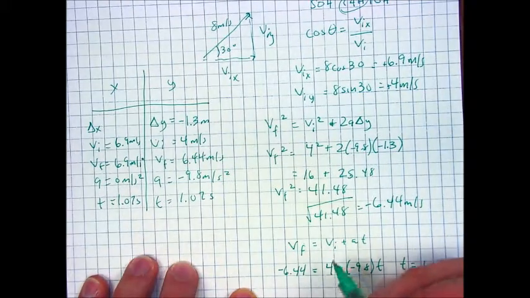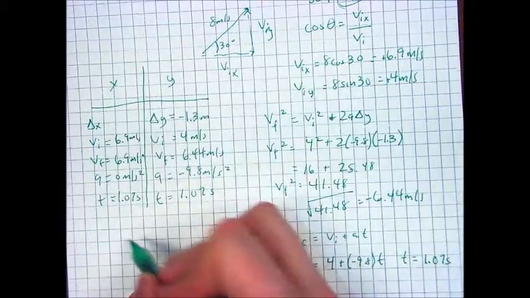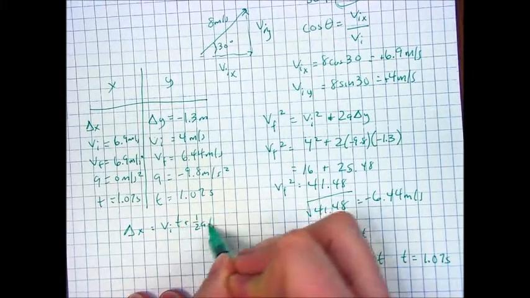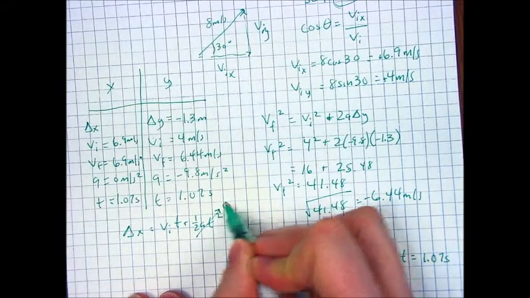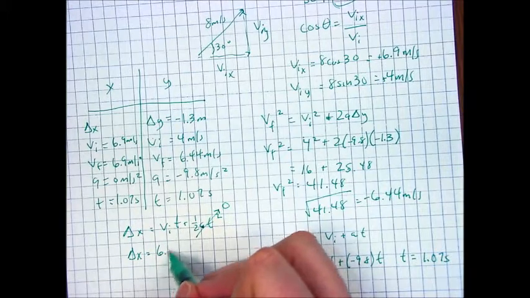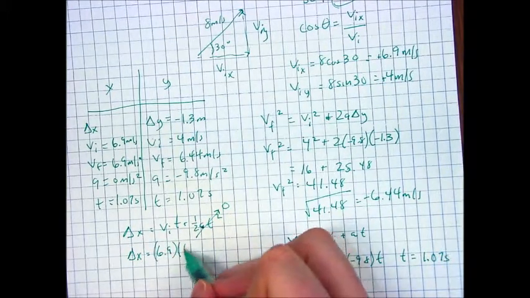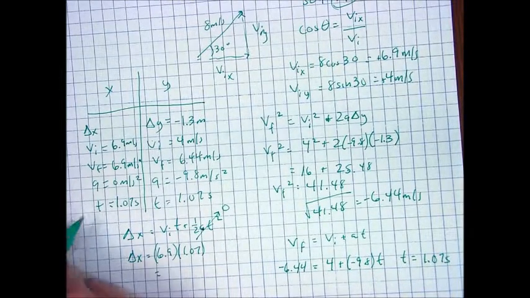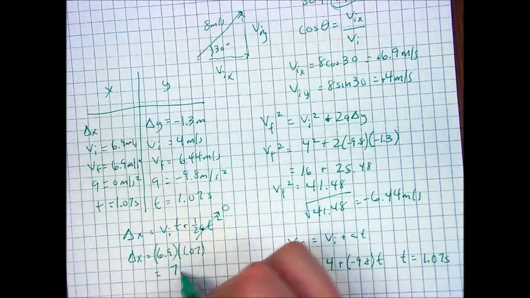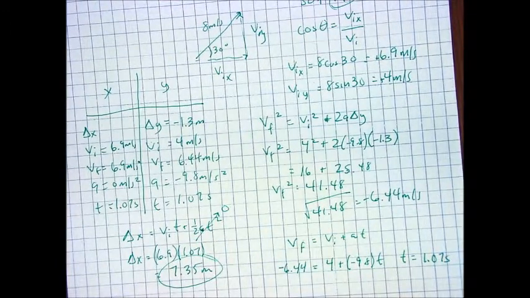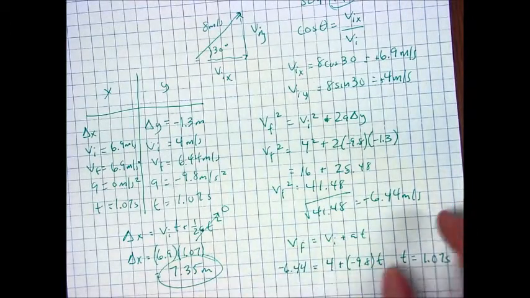Alright, and now finally, you want to find delta x. To do that, you can just plug it into this equation, but you know that this is just going to be 0 because that's going to be 0. So then you just get delta x is equal to 6.9 times 1.07, and that answer is something around 7.35 meters. And that's the answer for part A. So that's how far I fly before I hit the ground.